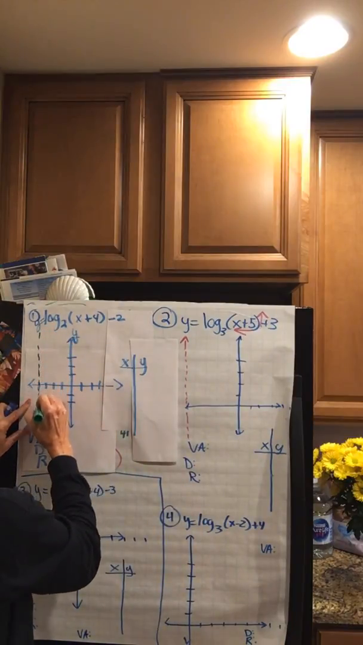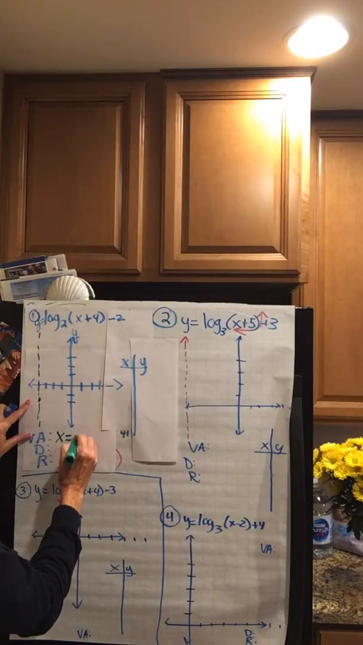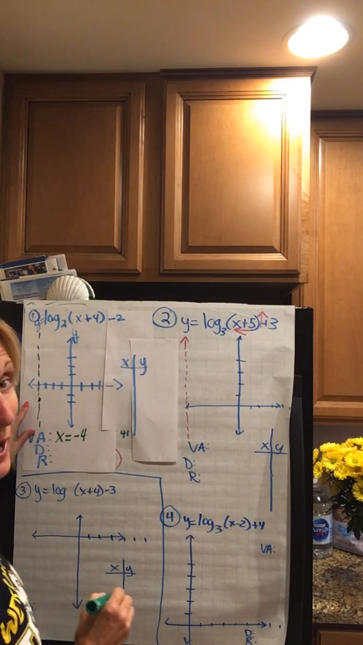So here is my vertical asymptote. So I shifted left 4. So this would be x equals negative 4. That is your vertical asymptote.